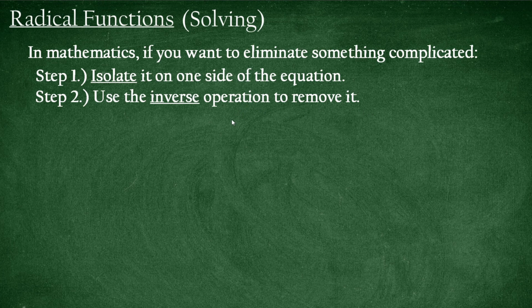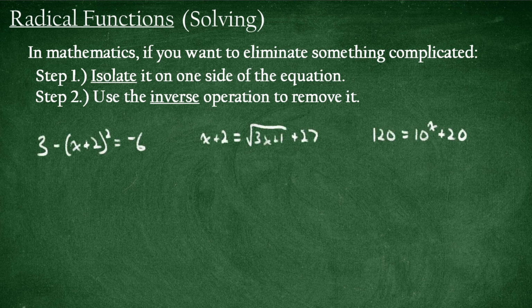Now, if you have multiple complicated operations, then simply isolate one of them and then remove it, and then go ahead and isolate the next one and then remove it, and so on and so forth. Okay, so a couple of examples here.